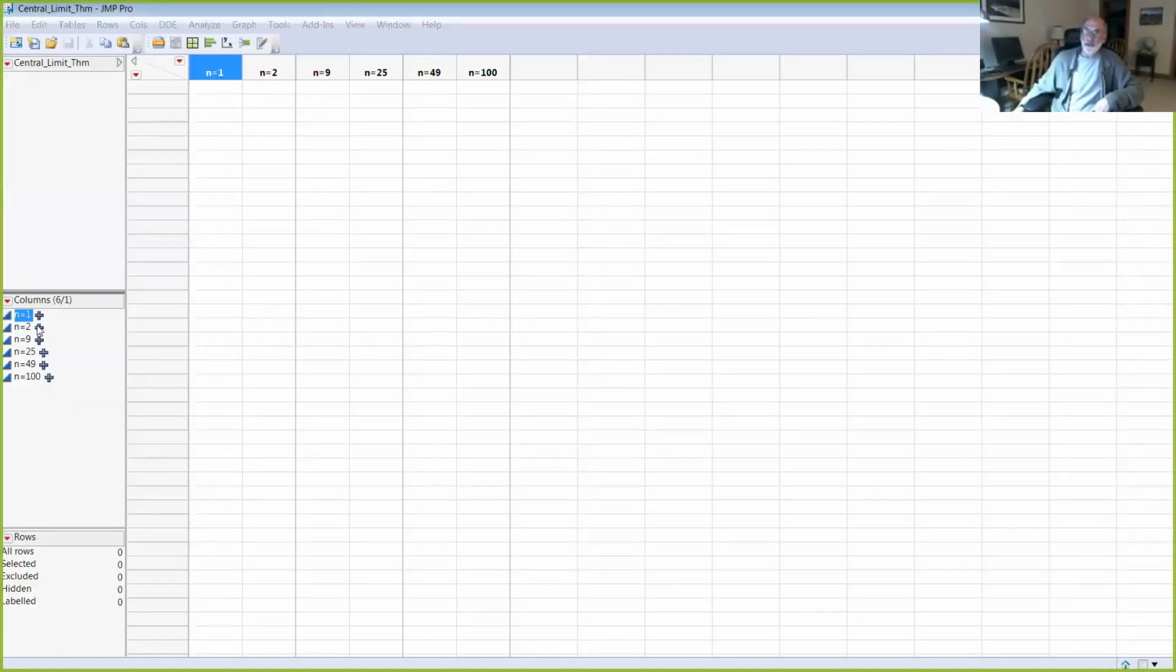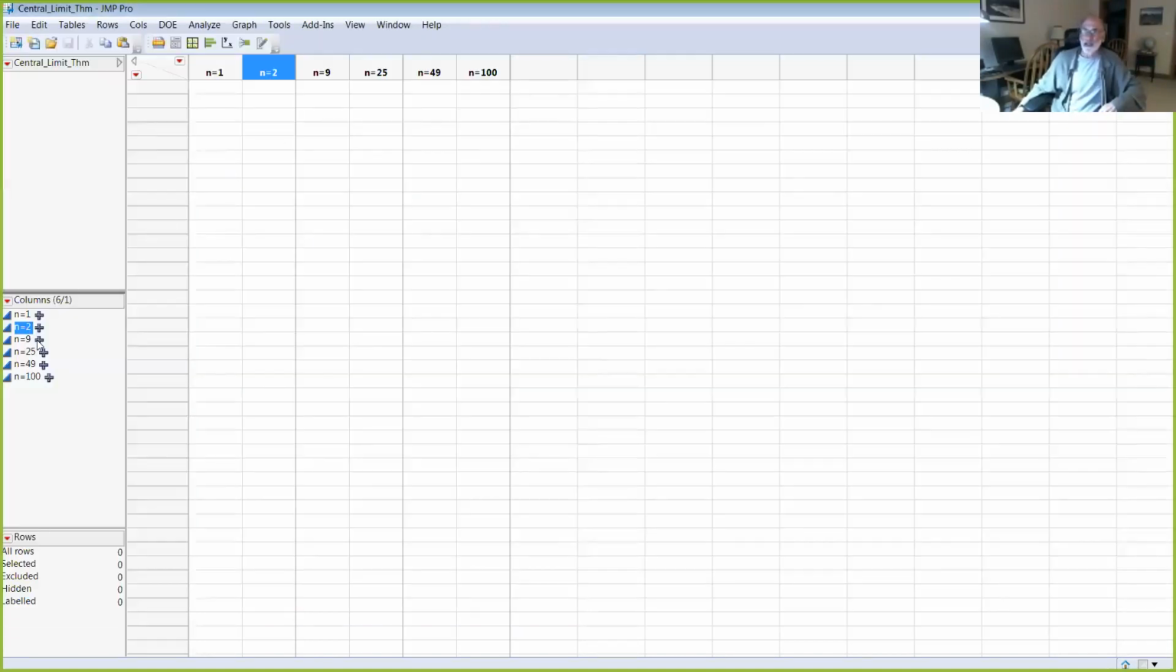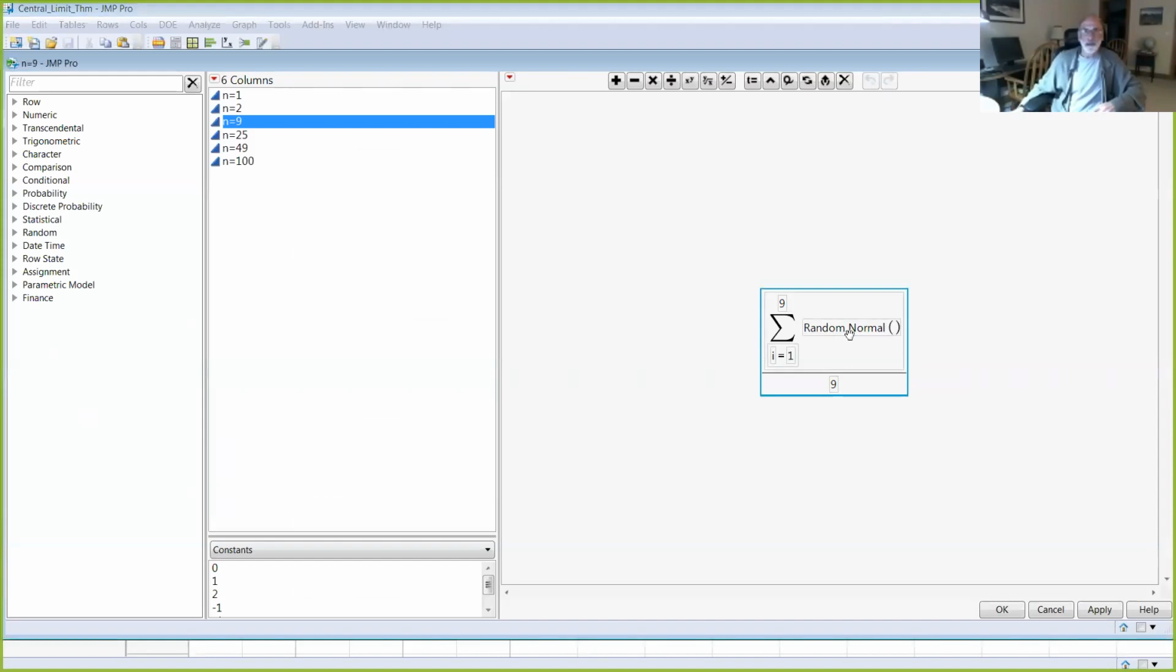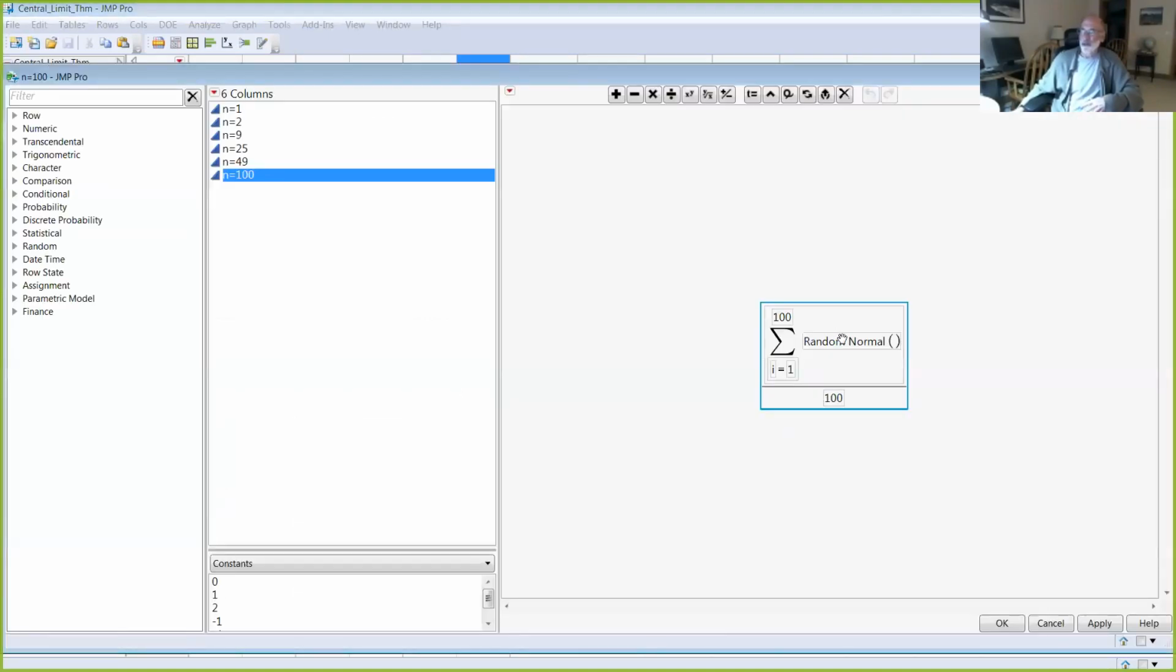If you look at the n equals 2 column, it's the same basic formula, except I'm going to pick 2 numbers out of that distribution, and I'm going to divide by 2. So I'm getting the average of 2 random numbers out of that same bell-shaped curve. Here I'm pulling 9 random numbers out of that standard bell-shaped curve, and I'm averaging their values. And so on. 49, 100. When I get to 100, I'm picking 100 random numbers out of that same bell-shaped curve with a mean of 0 and a standard deviation of 1, and I'm dividing by 100.